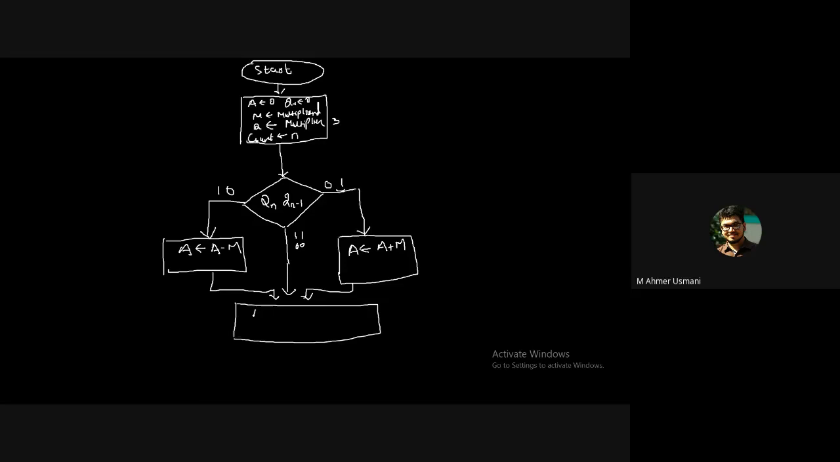We perform arithmetic right shift on A, Q and Q minus 1, that is, on all these registers. Is that clear? And what about count? Count will be count minus 1. It was initially assigned n. After one step, it becomes n minus 1. Is that clear?